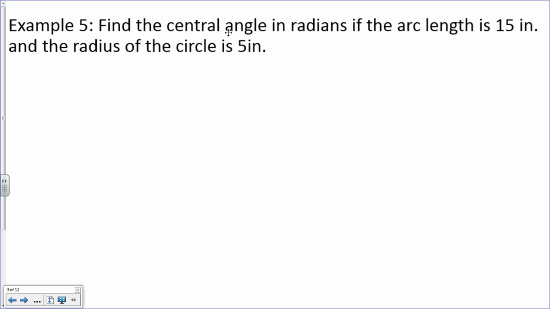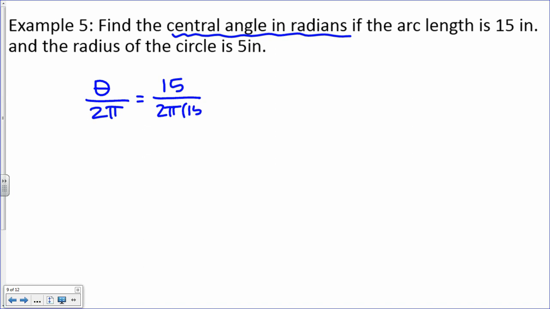Okay, go ahead and write this one down and give it a try. Again, unpause it when you're ready to talk about it. Here I want to find the central angle in radians, so I want to know theta in radians, over 2 pi, when I know that the arc length is 15 and the radius is 5. So again, you're using your 2 pi times 5 formula.